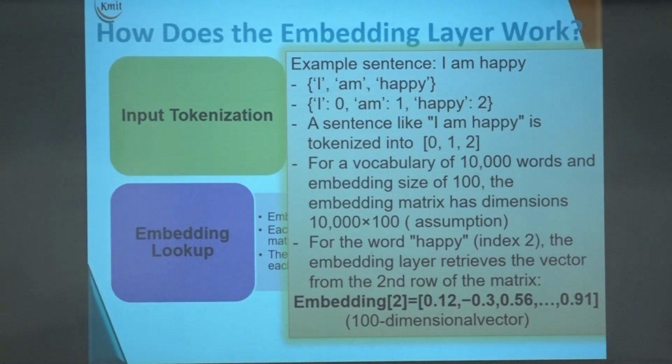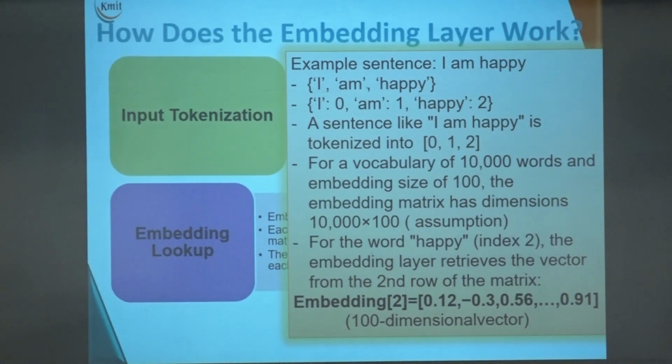I am providing their indexes. I is given 0, am is given 1, happy is given 2. So what is the length? Overall length minus 1, 0 to overall length minus 1. And then say for a vocabulary of 10,000 words, if the embedding size, meaning vector length, is 100, then the dimension of an embedding matrix will be 10,000 by 100, let's say. That's just an assumption.